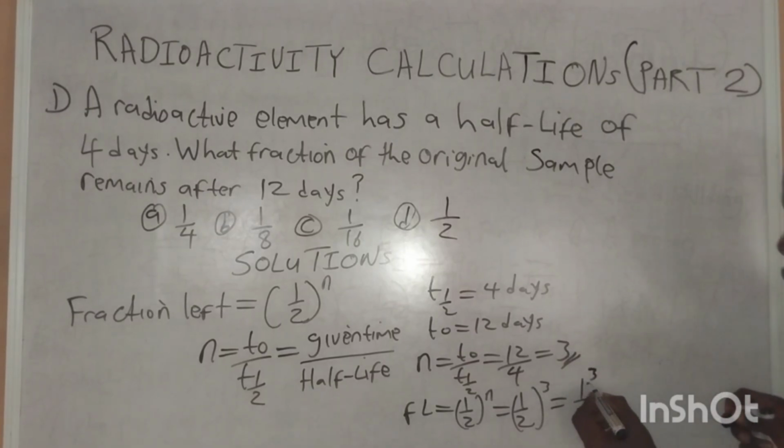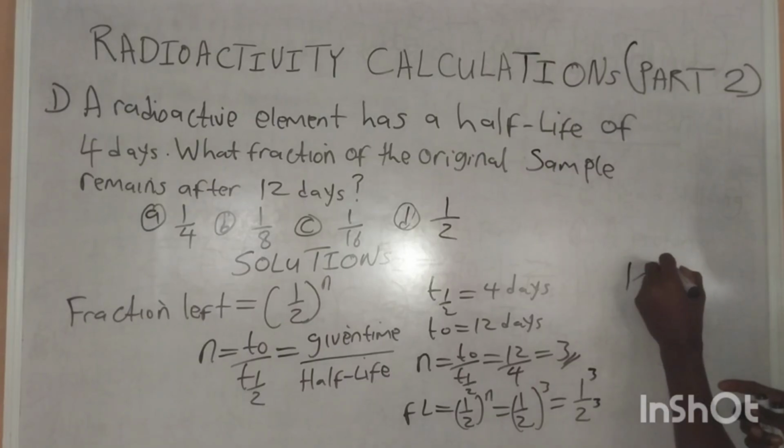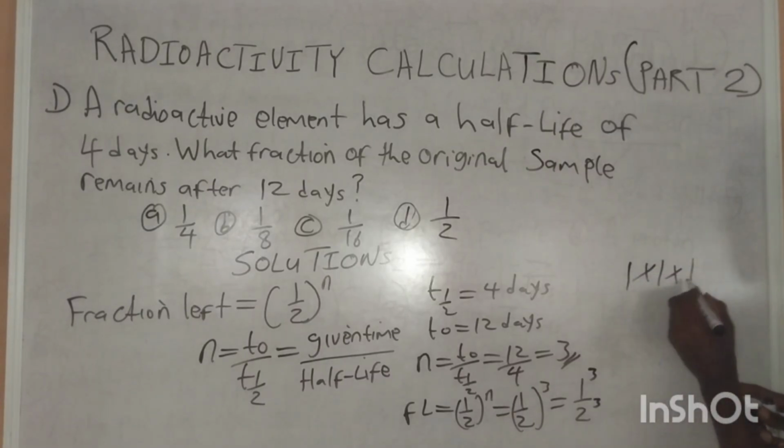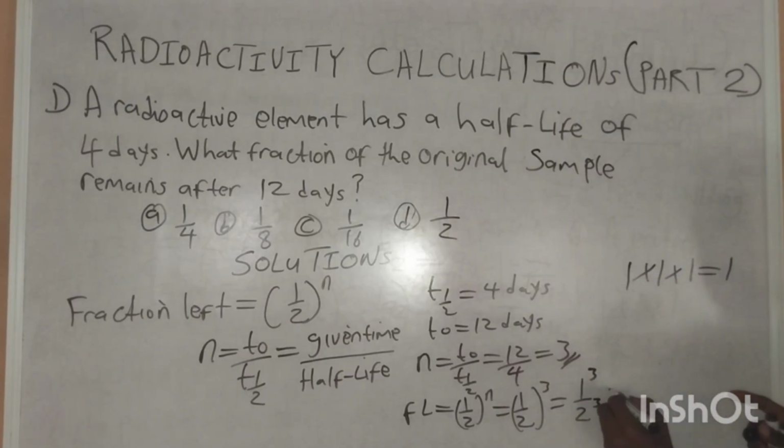Now, 1 raised by 3 is the same as saying 1 times 1 times 1. And 1 times 1 times 1 is equal to 1. So 1 raised by 3 is equal to 1. The same thing happens with the denominator.